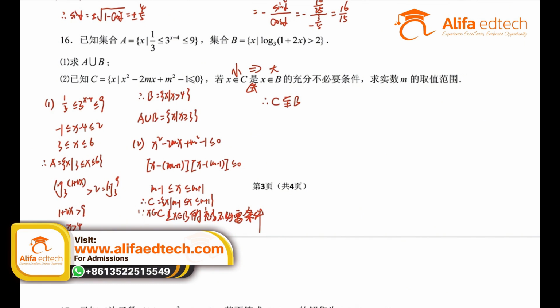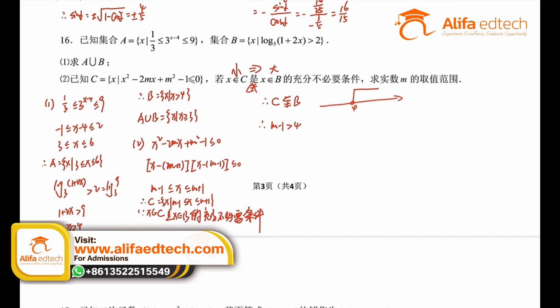Now, since we already found set B in the first part, this means set C has to fit inside it. So the number m minus 1 must be greater than what? Set B is greater than 4, right? C is being fitted inside. You can draw a diagram yourself. This position is 4, and C has to fit inside B. So this means m minus 1 is greater than 4.